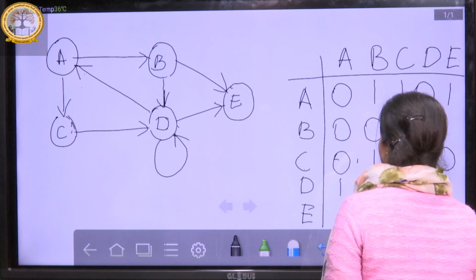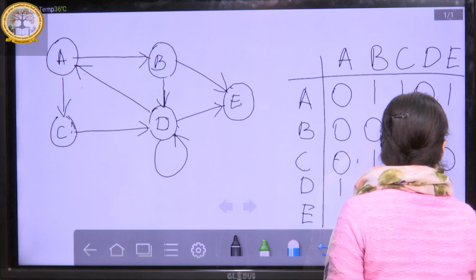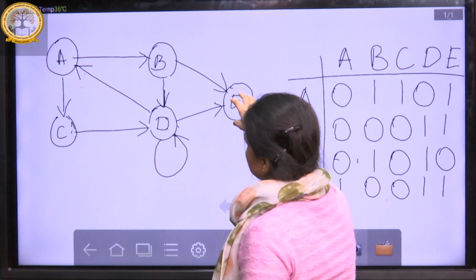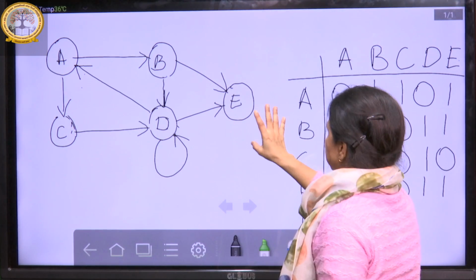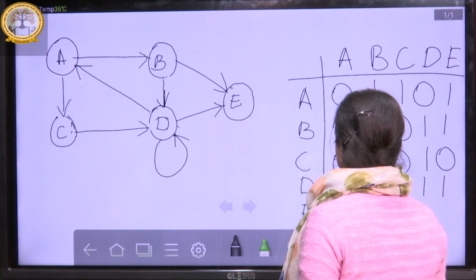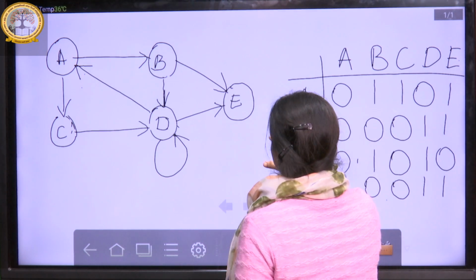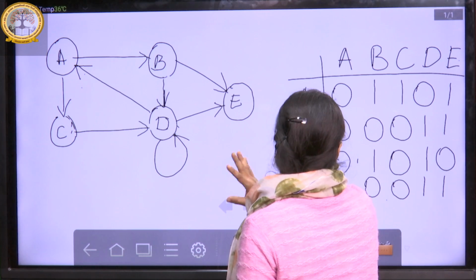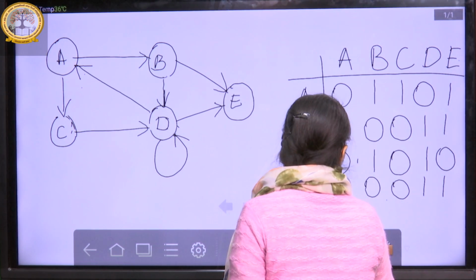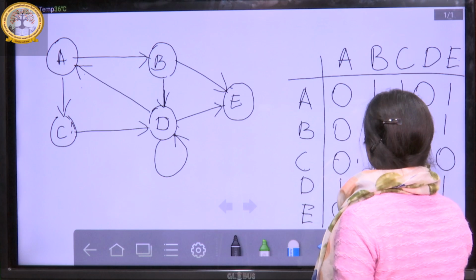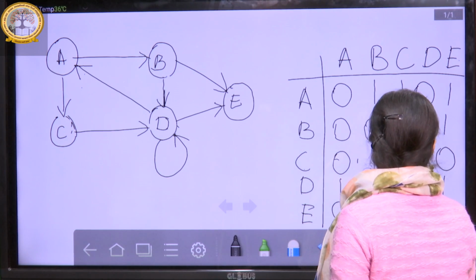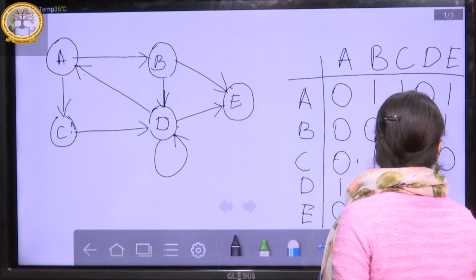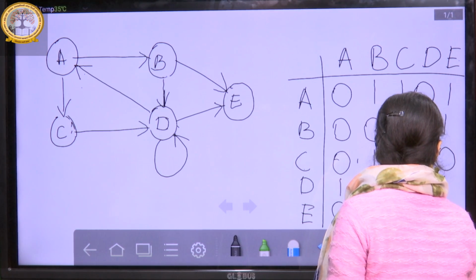From D to E, there is one edge, and you can see that from E, there is no outgoing edge. And if there is no outgoing edge, then we cannot travel from E to any other node in this graph. So from E to A, no edge. From E to B, there is no edge. From E to C, 0. From E to D, 0. And from E to E, 0.